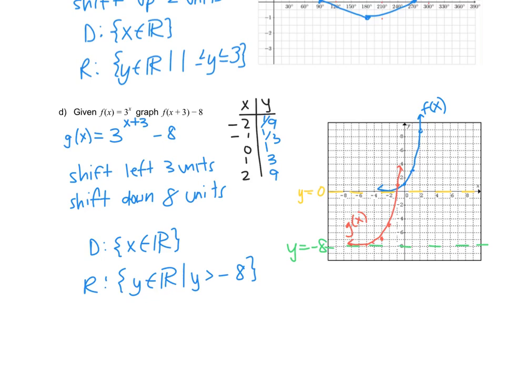So inside the bracket or inside the function is your right-left movement. Remember to do the opposite sign. And outside the function is your up-down movement.